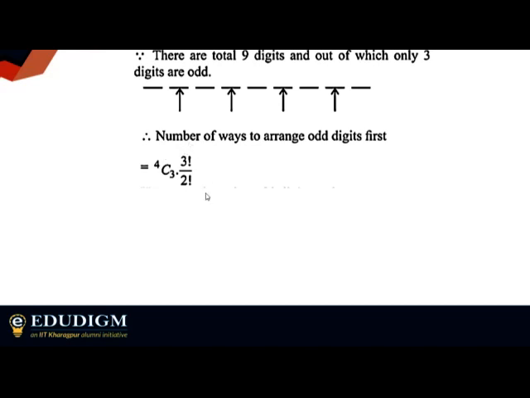Now that you have selected the positions, they can arrange amongst themselves in different ways. Now, out of these three odd numbers, one is repeated twice. That is why the possible number of options for their arrangement is 3 factorial divided by 2 factorial. Now we have already got three positions filled up with odd numbers. The rest of them, there are 6 other positions, are for even numbers.